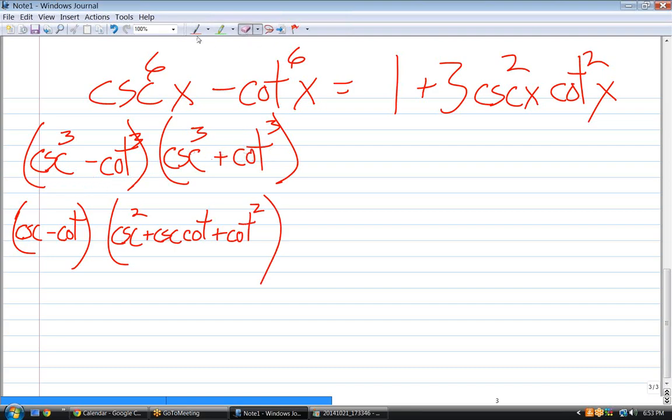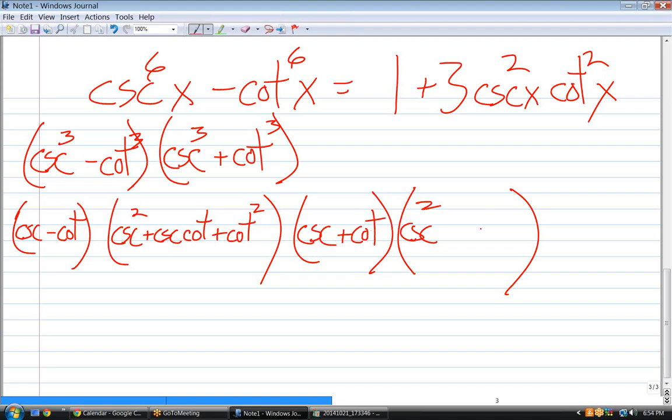Now let's factor the sum of cubes. We know what the sum of cubes is too. You can't factor the sum of squares, but you can factor the sum of cubes. So cosecant plus cotangent, just regular because it's little cubes. And then you have cosecant squared minus cosecant times cotangent, plus cotangent squared. Check my math, but I believe that's what we end up with: the 4 factors.